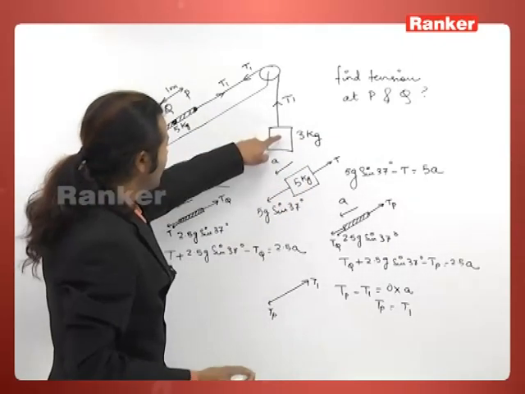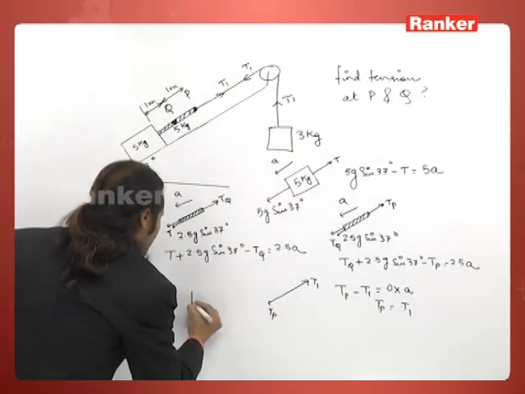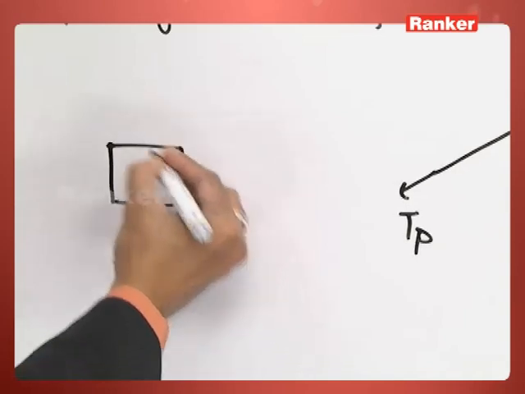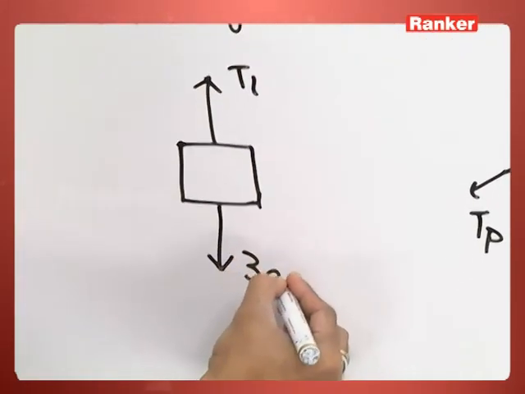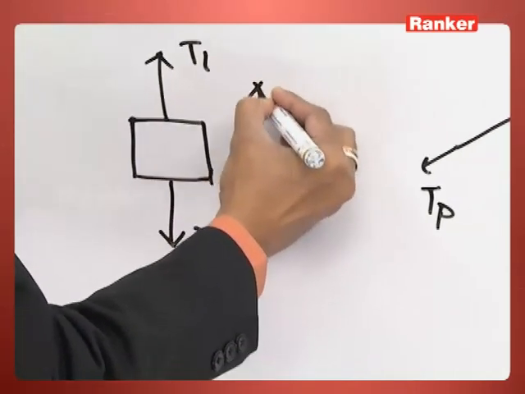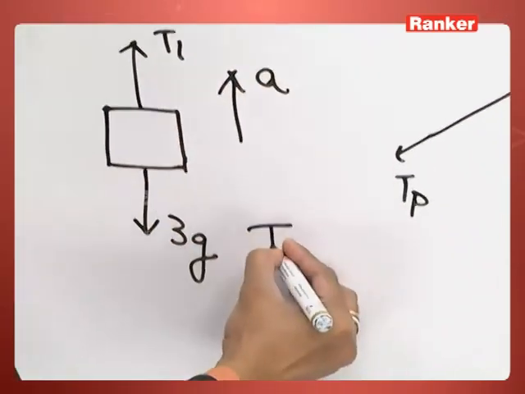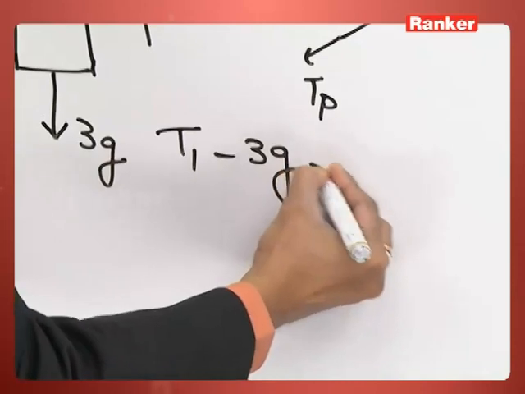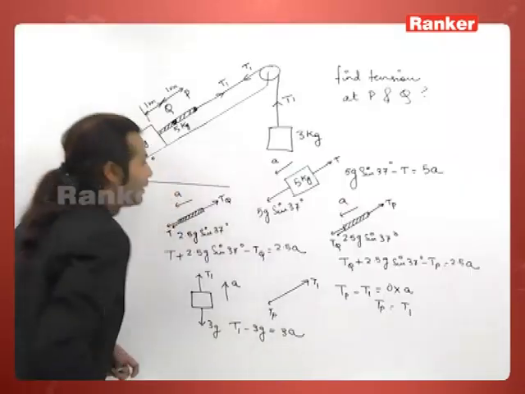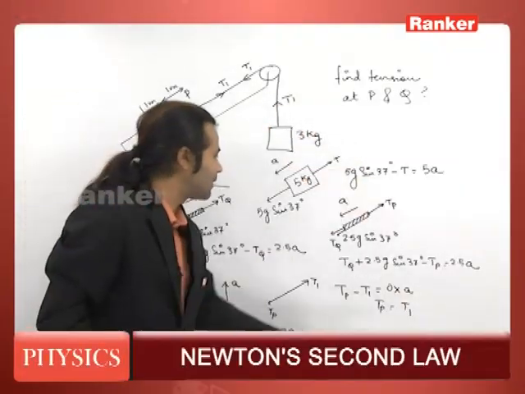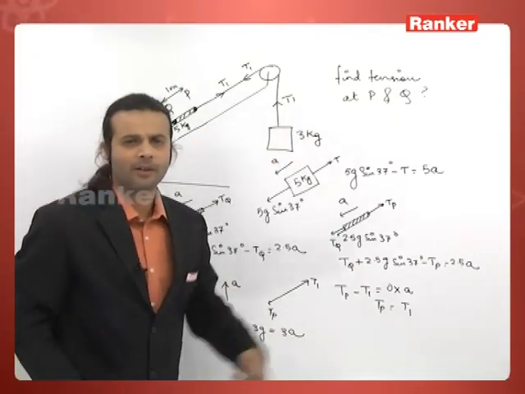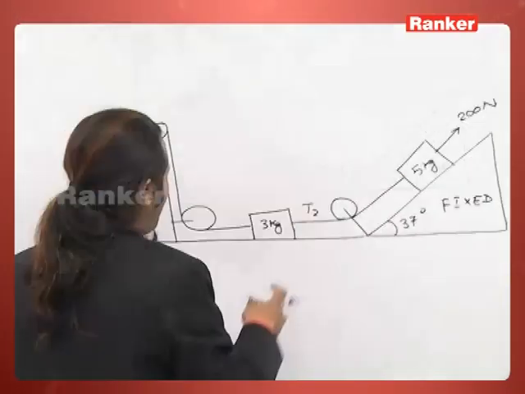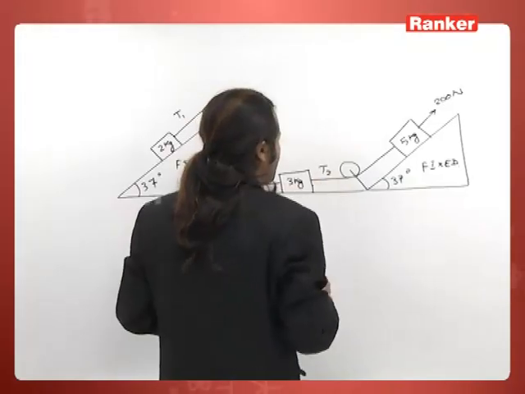We get an equation. Now for this 3 kg block, the forces are T1 in this way, 3g downward, acceleration upward. So I can write T1 minus 3g is equal to 3a. Solving these equations, we can get the tensile force at different points. So this is another problem where you need to find out the tensile forces.